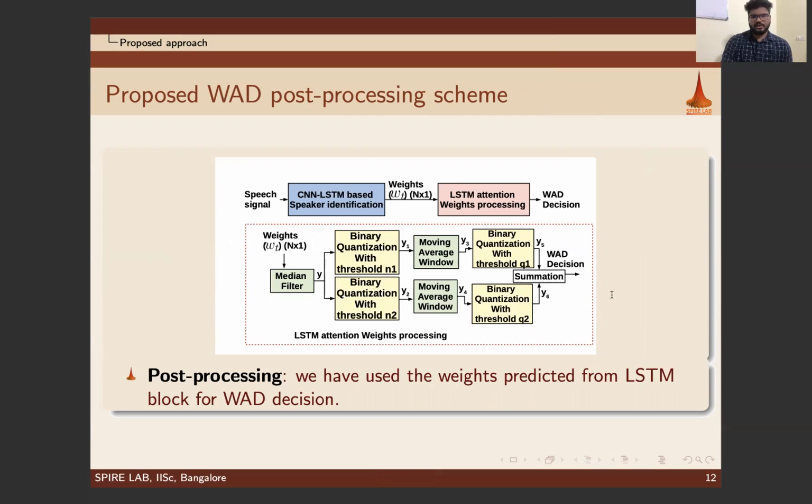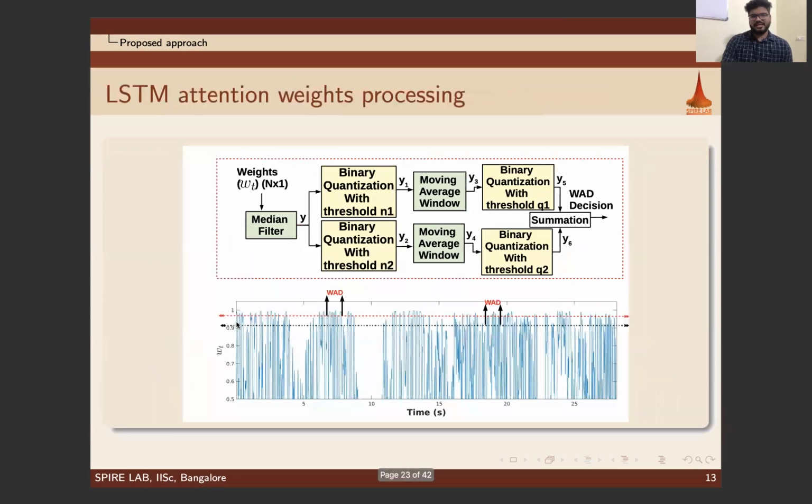The block below shows the post-processing method proposed in this paper. For given LSTM weights, we first apply a median filter, and after that we give the output to the two parallel blocks shown here. In the first block, binary quantization with threshold N1, we check how many weights are above this particular threshold. The moving average window computes the number of weights higher than that threshold. And by applying a threshold on that number of weights, we make the decision.